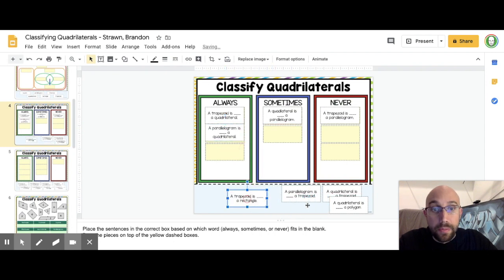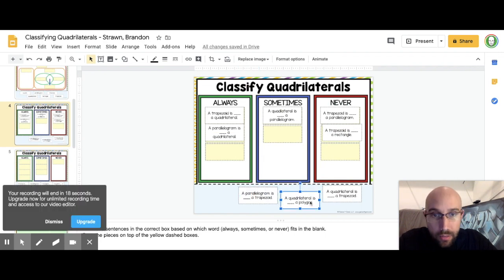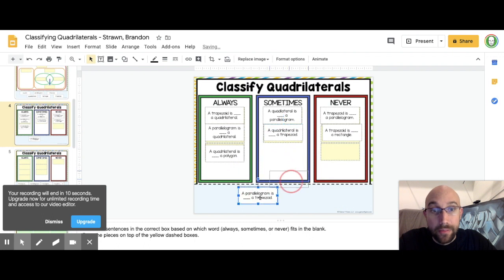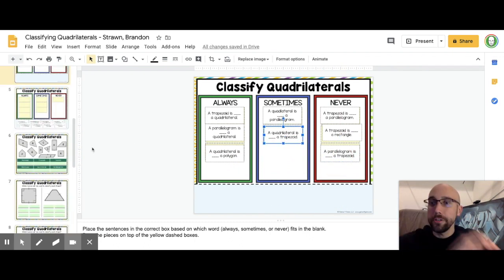A trapezoid is blank a rectangle. No sir, no ma'am. Not gonna work. A parallelogram is blank a trapezoid. Polygon, well, it's always a polygon. A quadrilateral is sometimes a trapezoid, and a parallelogram is never a trapezoid. There we go. Let's continue.